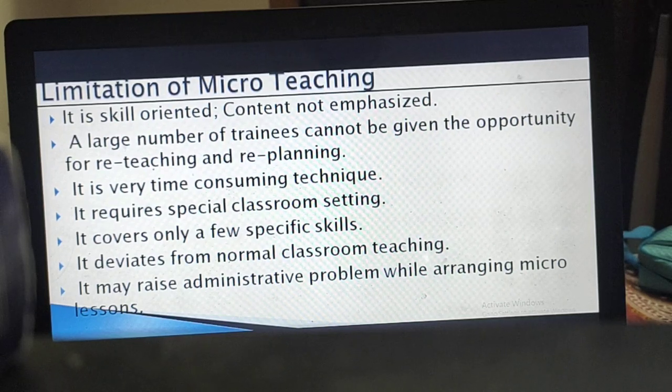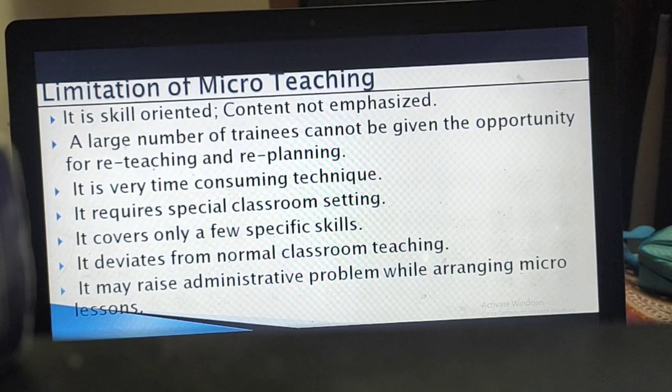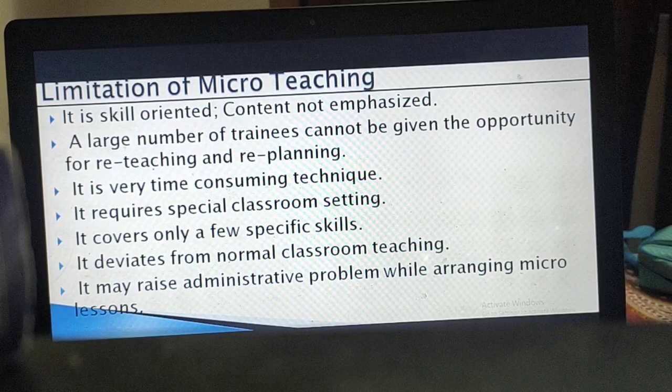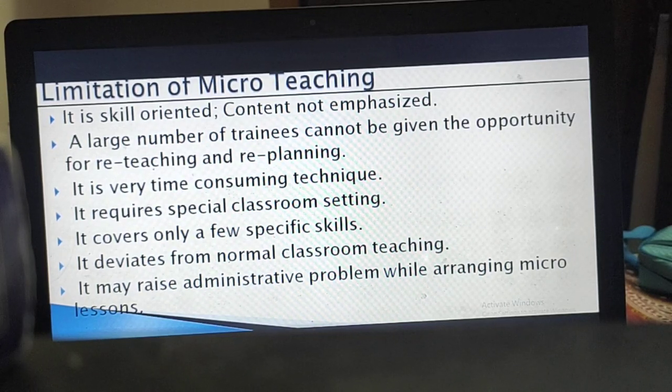Micro-teaching is also a time-consuming technique, because the teacher has to teach a particular skill again and again until the teacher gets the mastery level of that skill. Therefore, it is time consuming. Another limitation: special classrooms are required for micro-teaching skills.